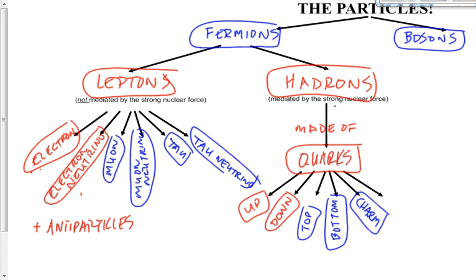And if you think these names are getting really strange, the up, the down, the top, the bottom, the charm quark, they get even stranger. The last one is the strangest name of them all, literally. The last quark is called the strange quark.